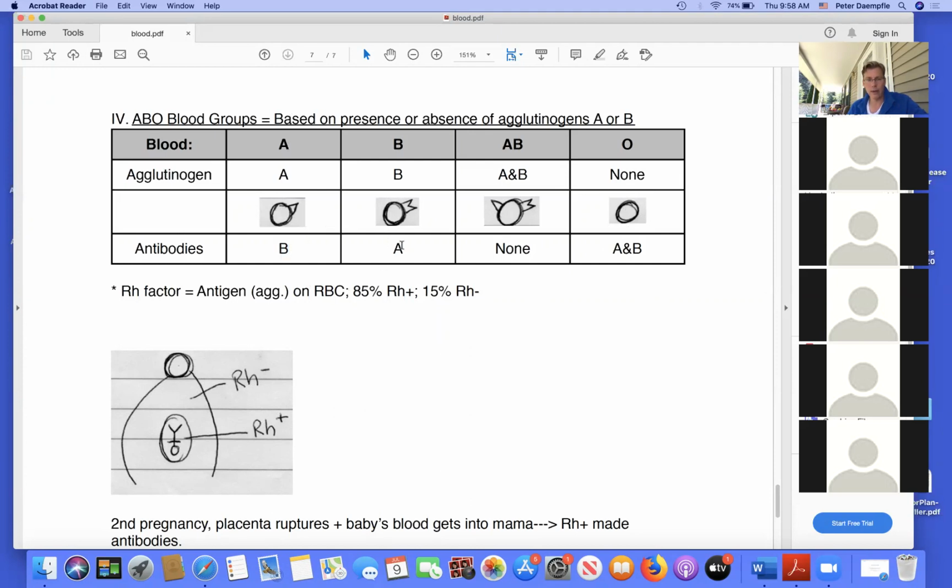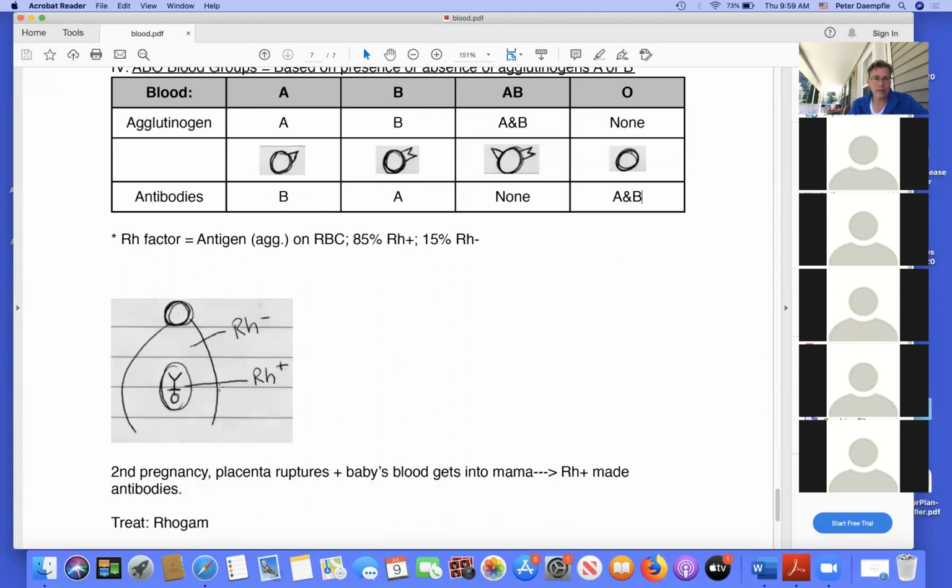If you are B blood, you make antibodies to A, right? If you're AB blood, you don't make any antibodies. You're not going to attack anything because everything looks like your own blood. So AB is the universal recipient. It can receive any blood. O is the universal donor. It cannot get blood from anyone except O because it makes antibodies to everything. Okay, that is the rationale behind it.